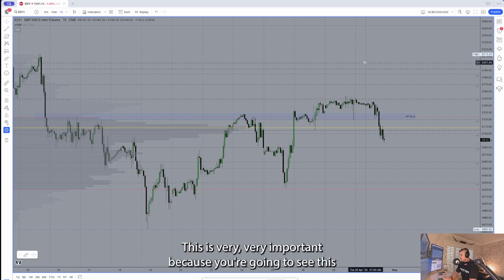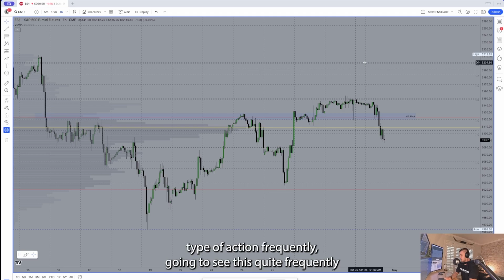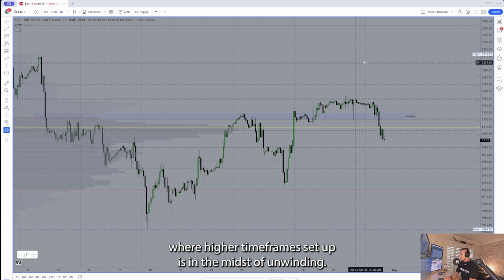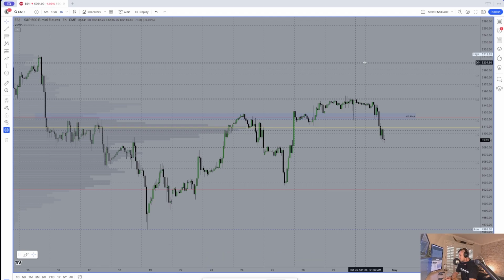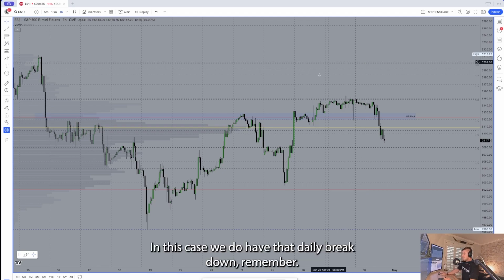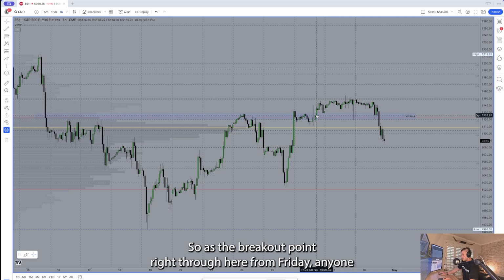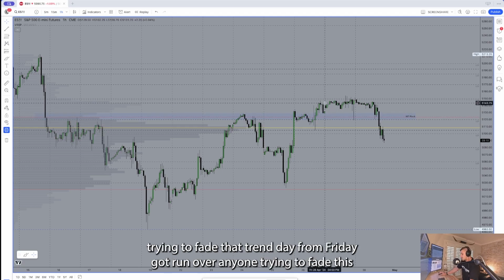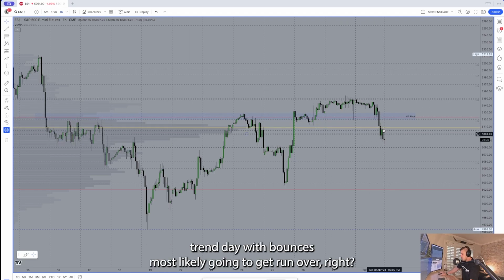Right? This is very, very important because you're going to see this type of action frequently, where a higher time frame setup is in the midst of unwinding. In this case, we do have that daily breakdown. Remember, this was the breakout point right through here from Friday. Anyone trying to fade that trend day from Friday got run over. Anyone trying to fade this trend day with bounces is most likely going to get run over, right?